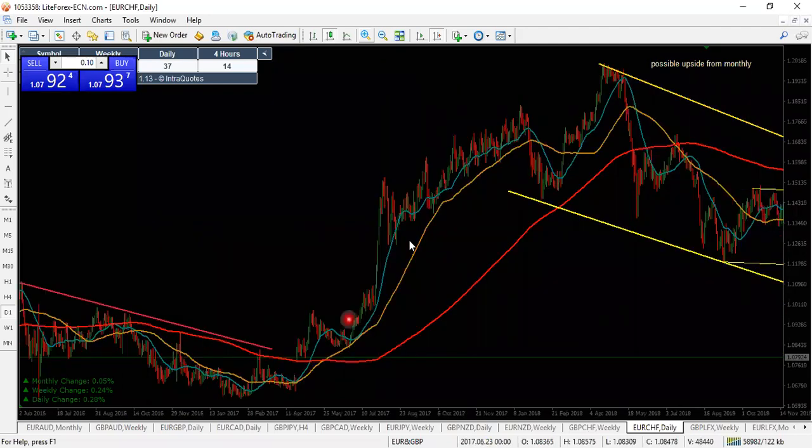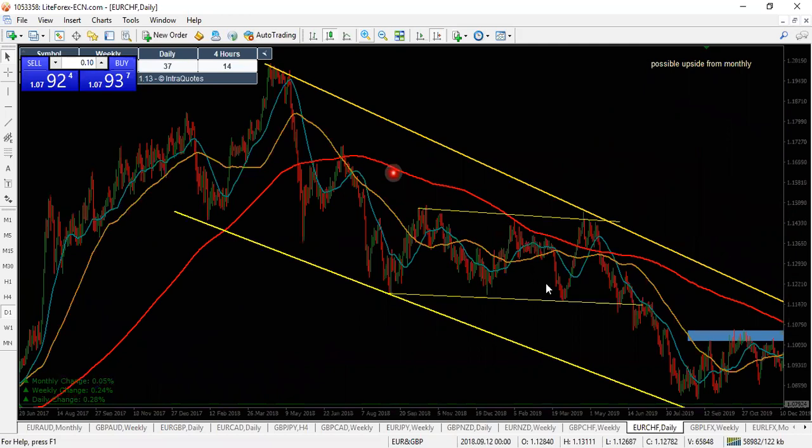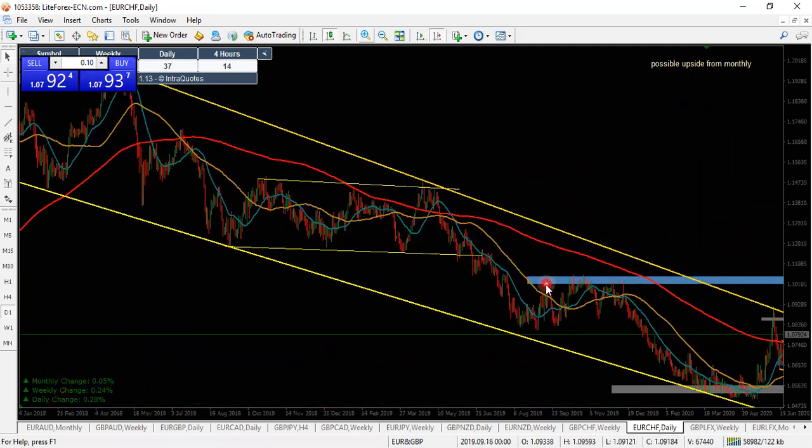Here you can see how it crossed over here, and from this point on it started going up massively. And from this point it crossed down and started going down massively. But the one thing moving average will not tell you is when the end is near.